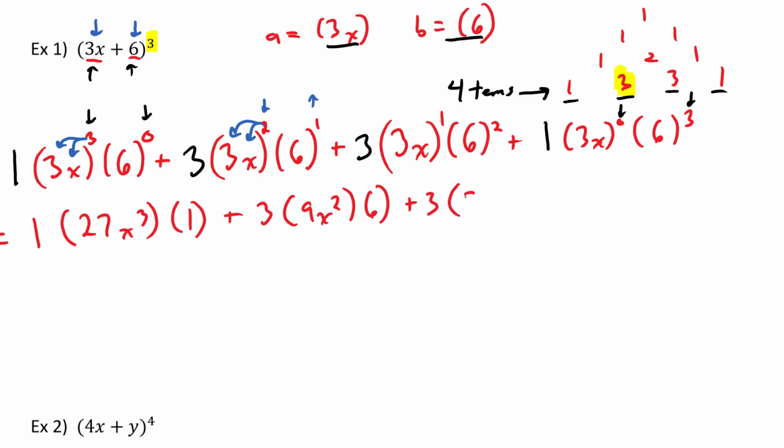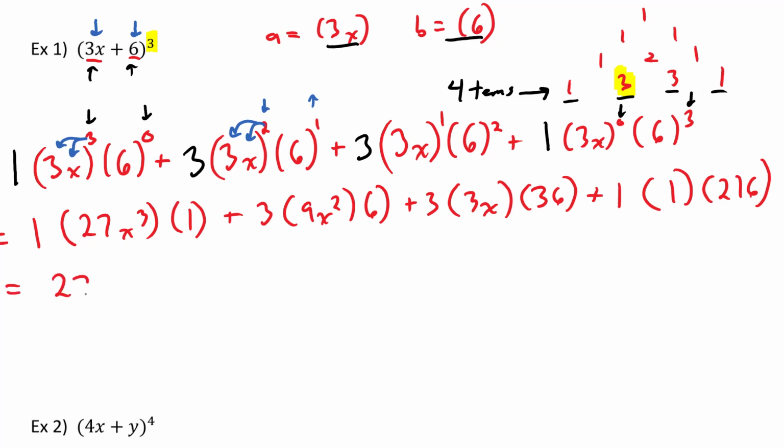Plus 3, 3x, 36, plus 1. Anything raised to the exponent 0 is 1. 6 cubed is going to be, well, 6 times 6 is 36. 36 times 6 is 216. Now let's work that out.